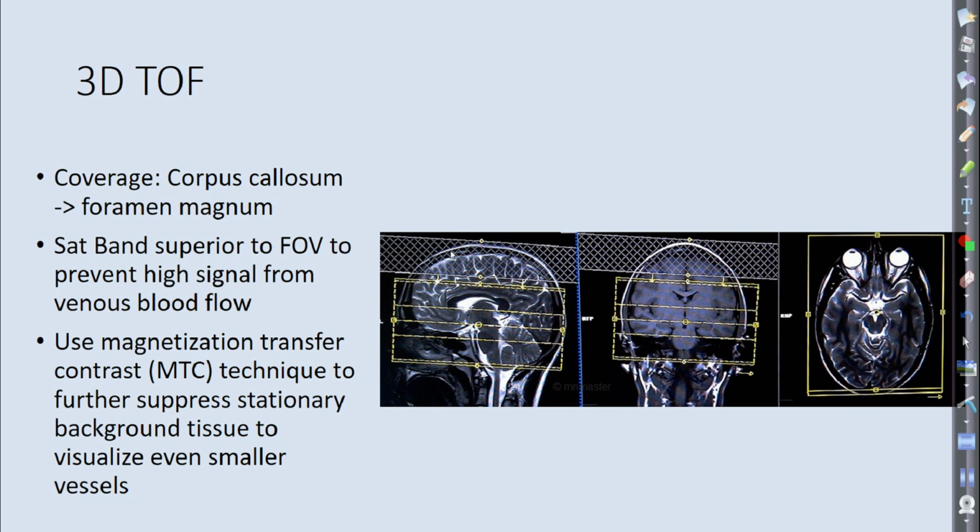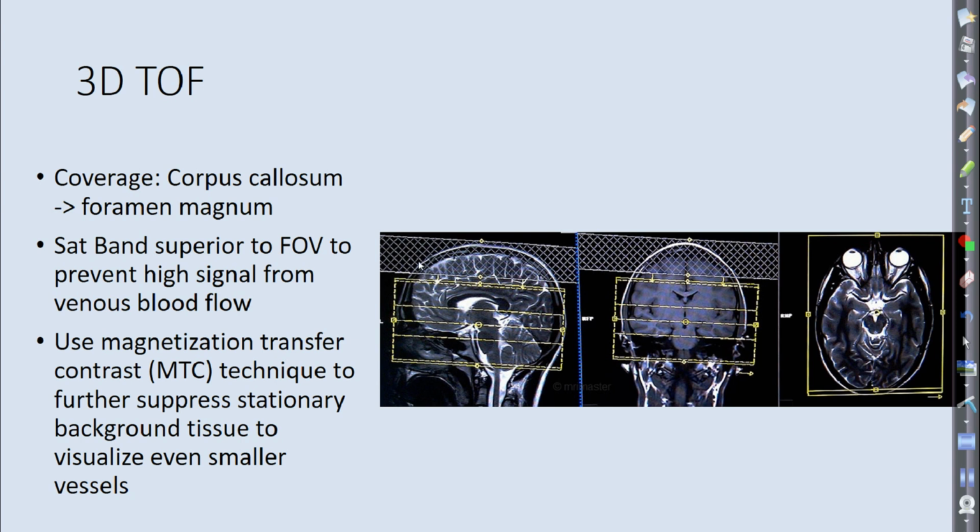We put a saturation band. Who here's added and taken away saturation bands on their console? So anytime you add a saturation band, have you seen the images after? Doesn't it look dark where that saturation band was? That's the point. So we are basically saturating any tissue that's behind it.